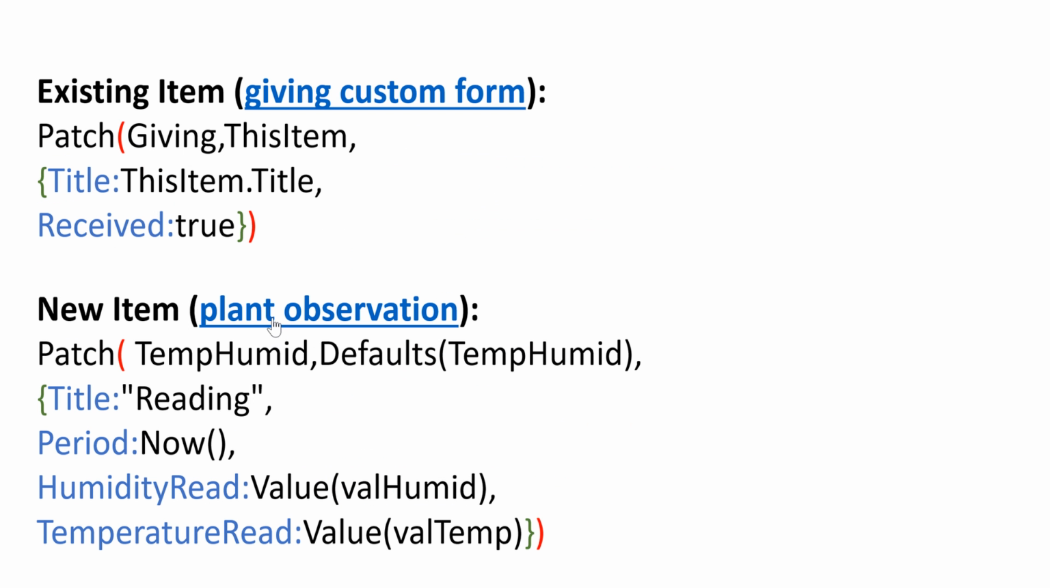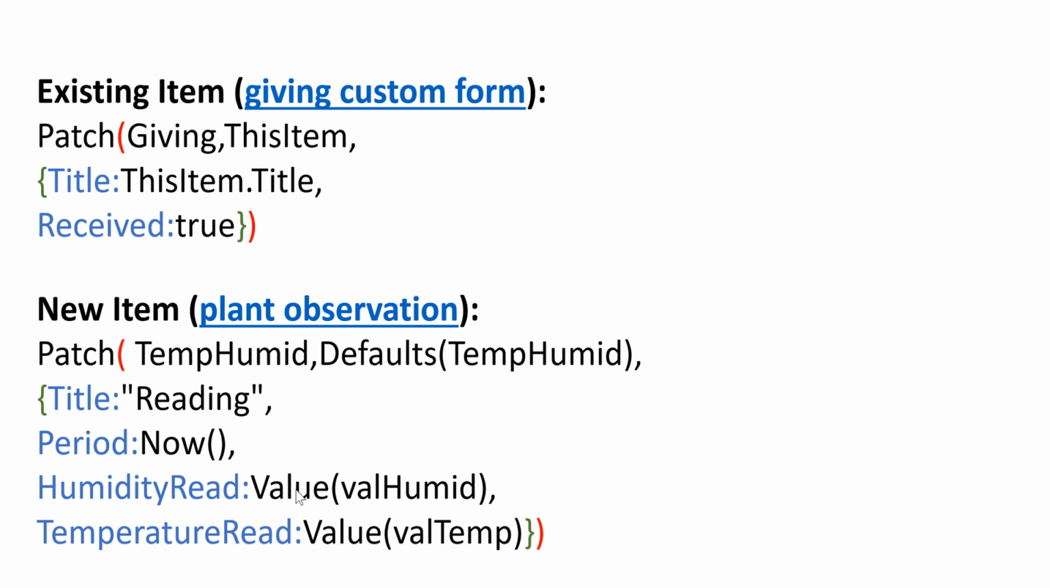Now, in this case, this is a brand new item, so we're not editing something. We're actually logging the temperature and humidity for that date in that plant room, right? So it's an internal plant room. So in this case, I needed the name of the source, which was temp humid list in SharePoint. And then I just needed to say defaults temp humid because it's a brand new item. But then everything else is the same. I need to prefix each column that I want to change. And then right after that colon, actually say what I want that change to be.